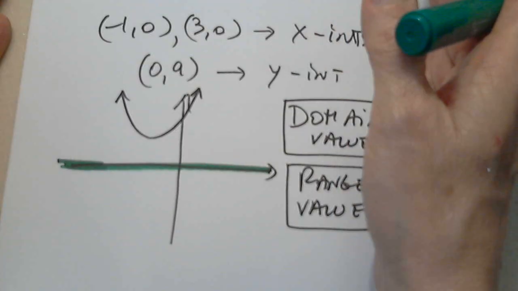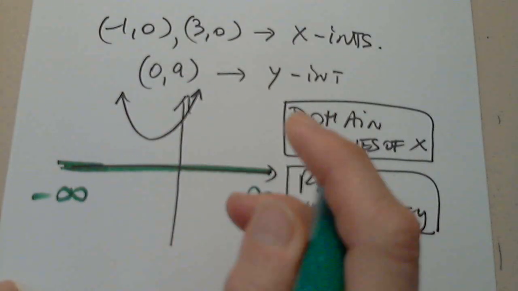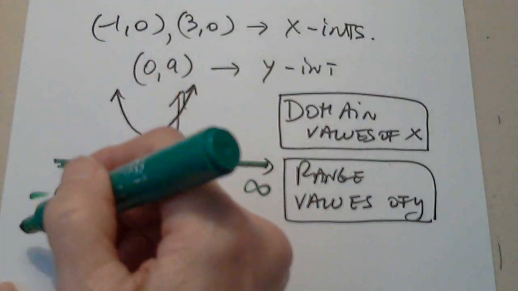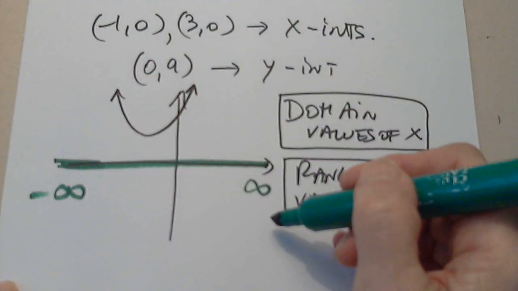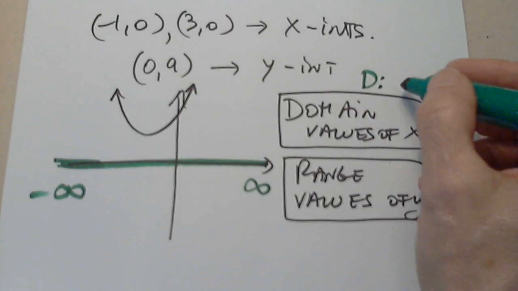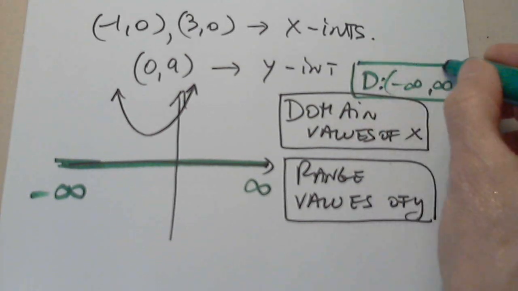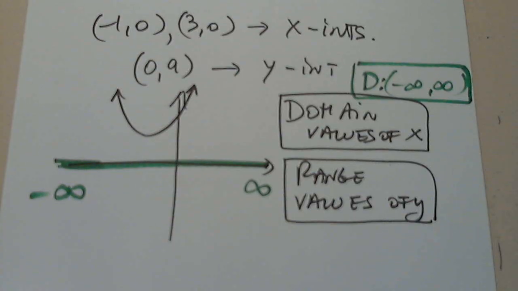Because it can go on forever, the domain is between negative infinity and infinity, from the leftmost point to the rightmost point. So domain in this case, D, colon, negative infinity to infinity. This is it for this function. Is the domain always on the x-axis? Always, because it's the values of x. Okay. Perfect.